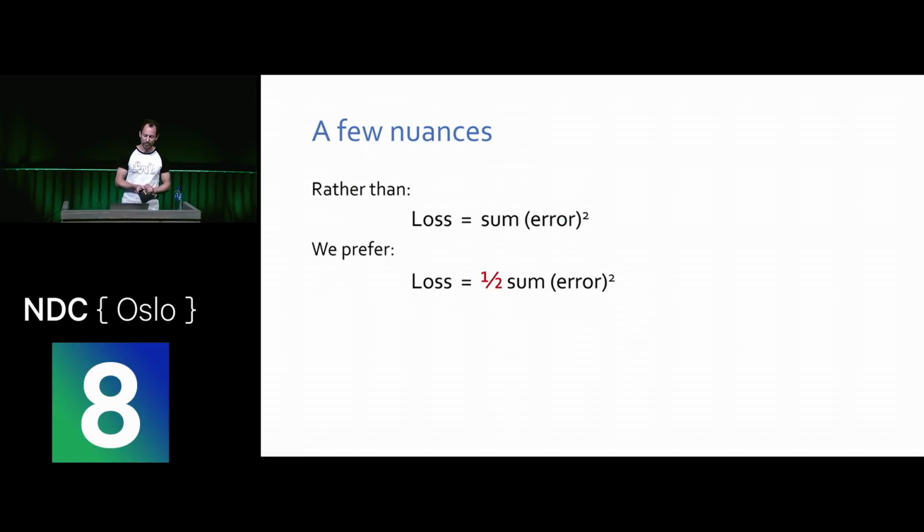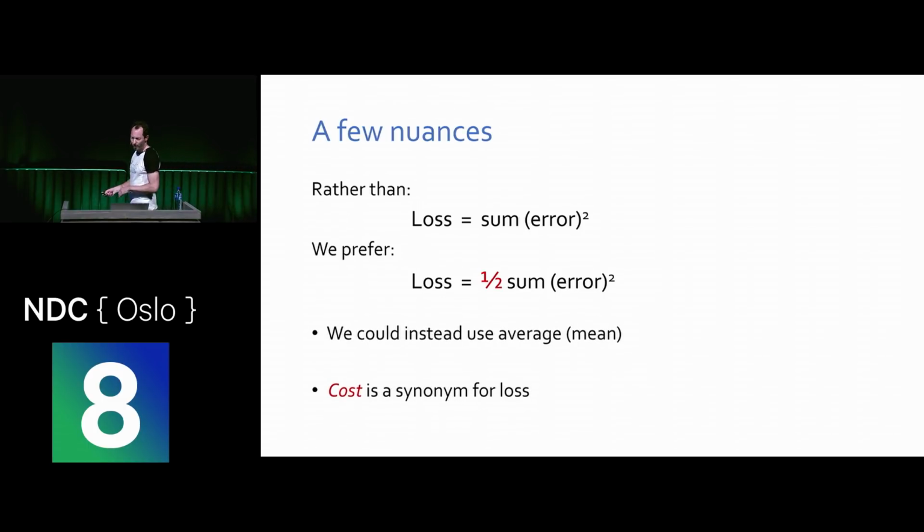Right? A few nuances. Rather than defining loss as the sum of the error squared, we usually define it as half the sum of the error squared. That makes no difference. Whether you minimize x or you minimize half of x, you're going to end up in the same place. The difference is it creates a nice mathematical simplicity and symmetry that we'll get to later. Another nuance is we could also, instead of calculating the sum of the error squared, calculate the mean of the error squared. Again, exactly the same result. You'll sometimes see the term MSE, mean squared error. That's exactly the same thing.